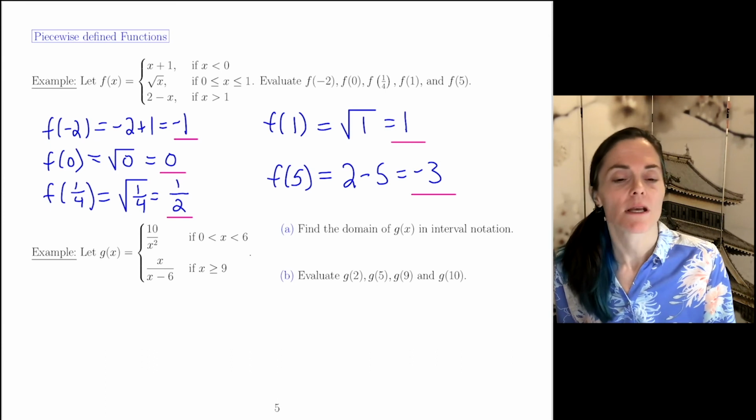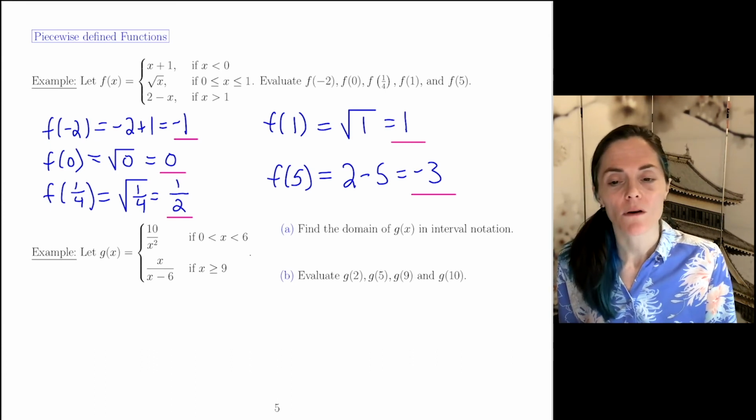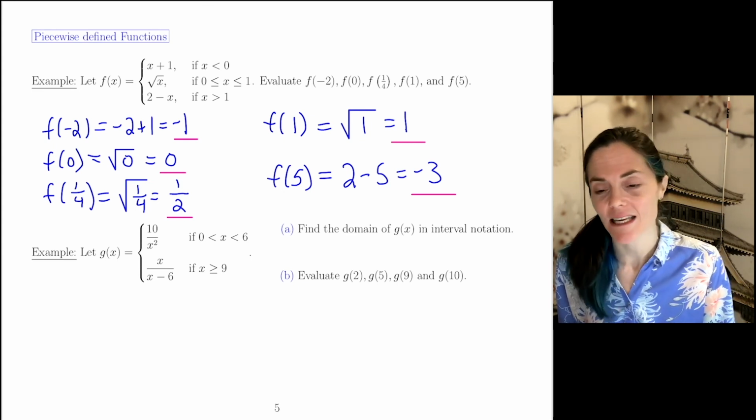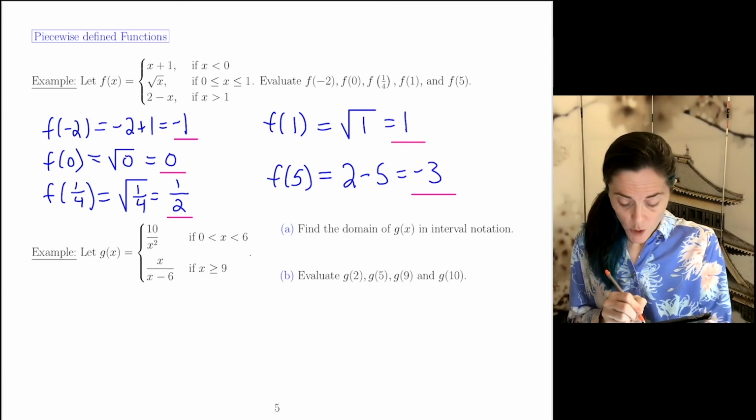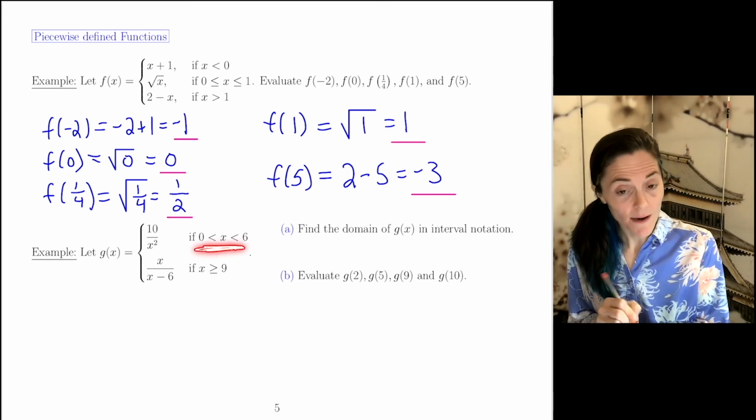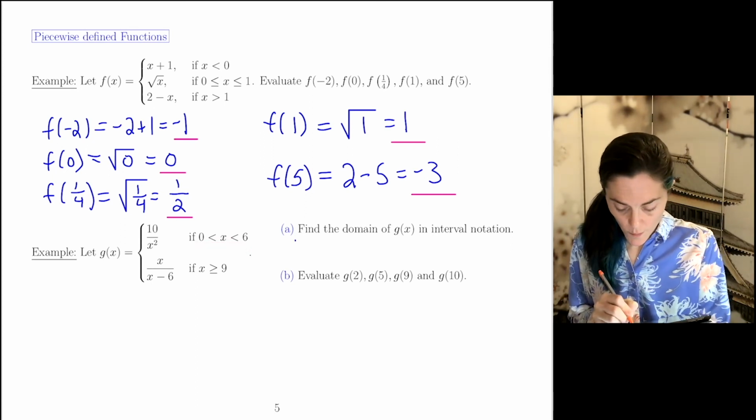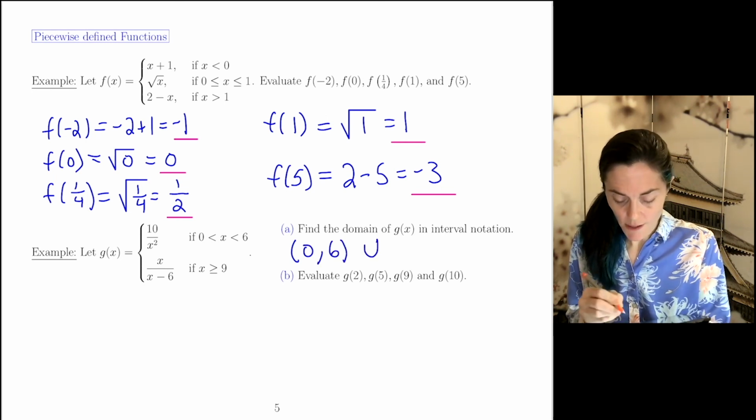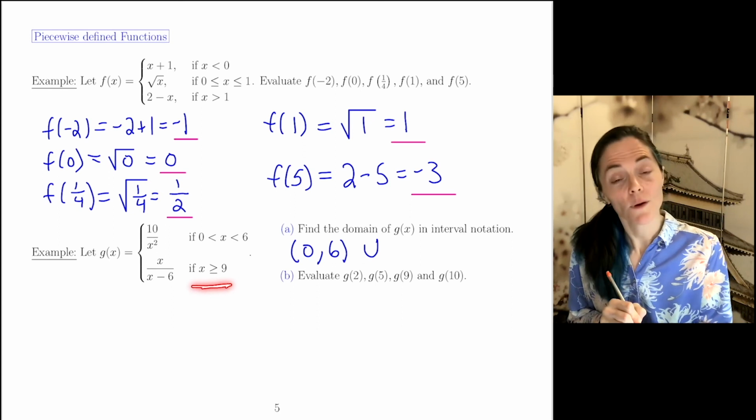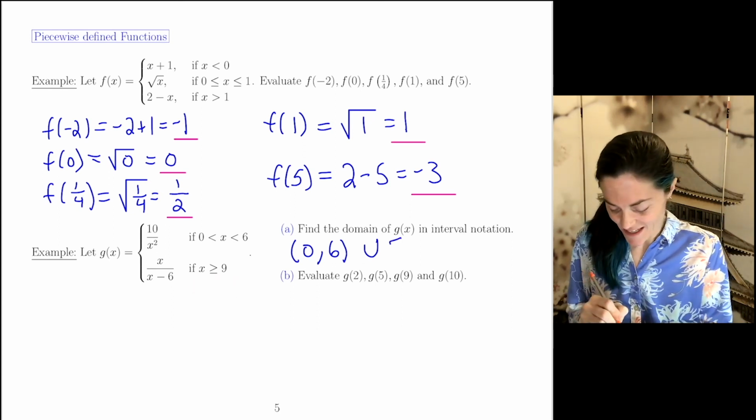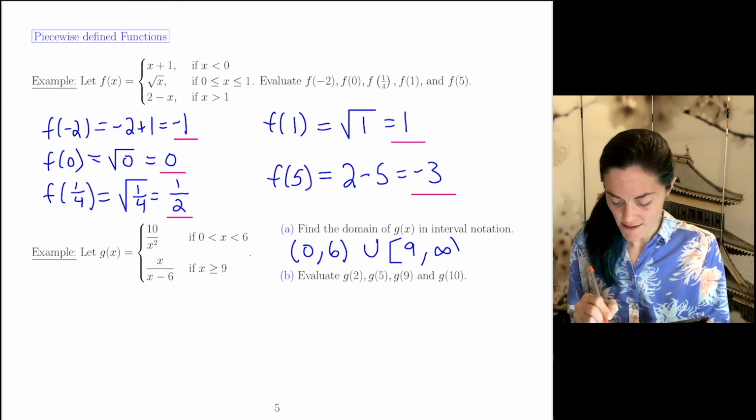The first thing is we want to write the domain of g of x in interval notation, and then we will evaluate g at 4 values. The domain of g, well, we can write this part in interval notation. It's open 0 to 6, and then union, this part is closed 9 to infinity. This is the domain of my function g of x.